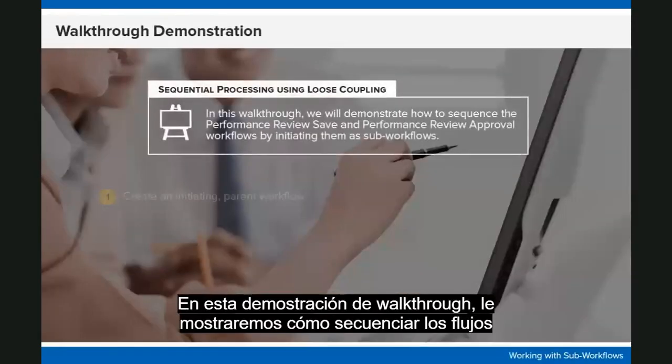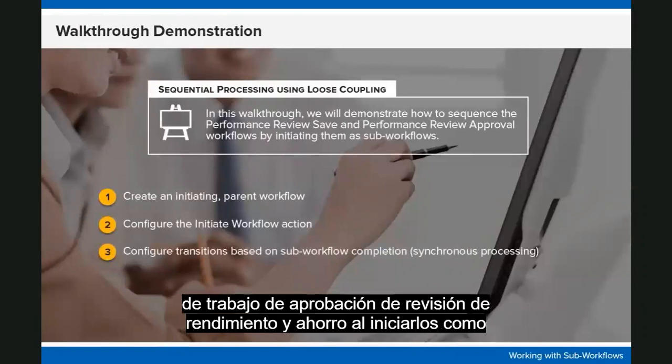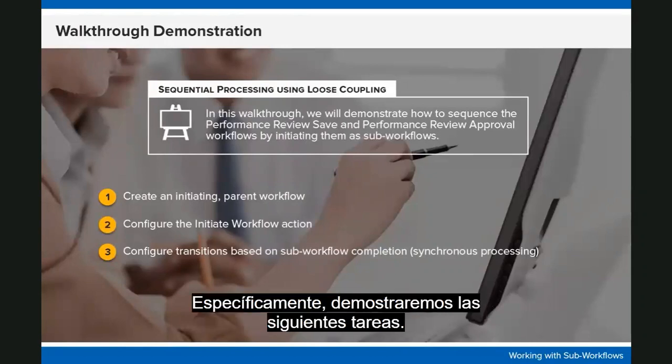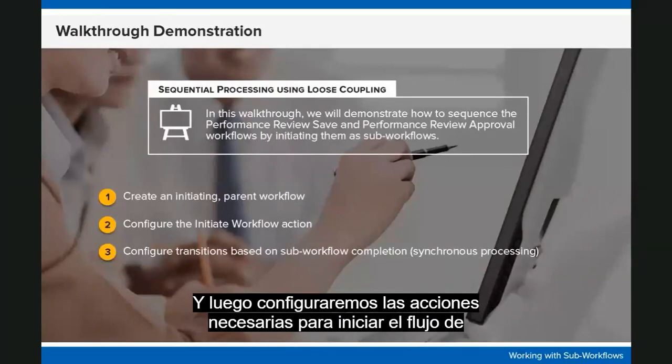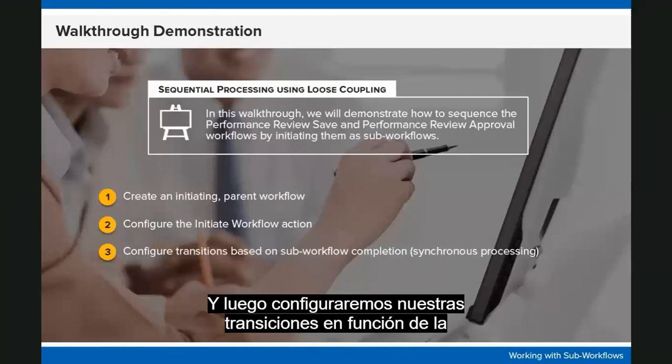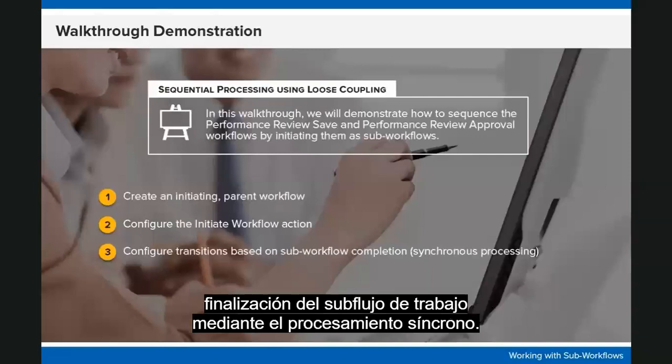In this walkthrough demonstration, we will show you how to sequence the Performance Review Save and Performance Review Approval workflows by initiating them as sub-workflows. Specifically, we will demonstrate the following tasks. First, we'll create the initiating parent workflow, and then we'll configure the necessary initiate workflow actions. And then we'll configure our transitions based on sub-workflow completion using synchronous processing.